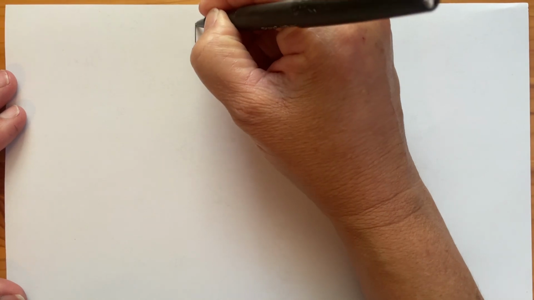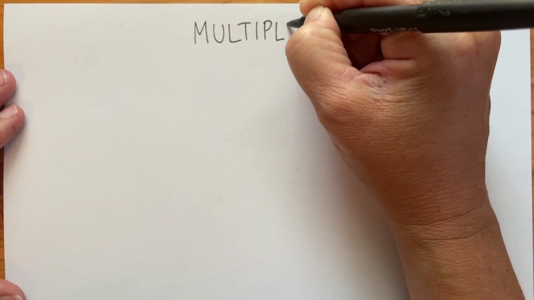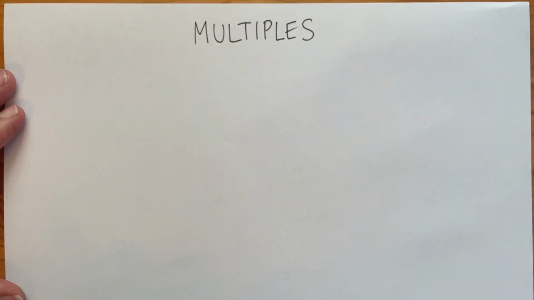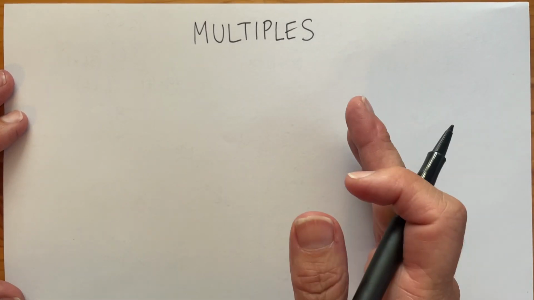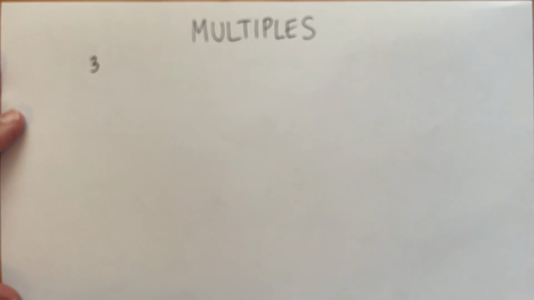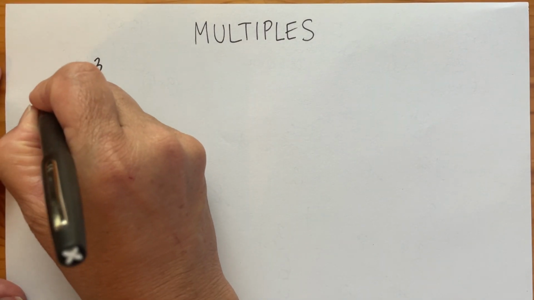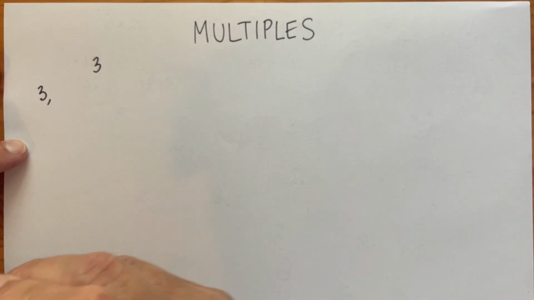I promised you that I would explain what a multiple is, because sometimes you'll be asked for the factors or the multiples of a number. Okay, so a multiple is a number in a sequence. So for example, the multiples of 3, you would start with 3, and then you would go up in 3s.